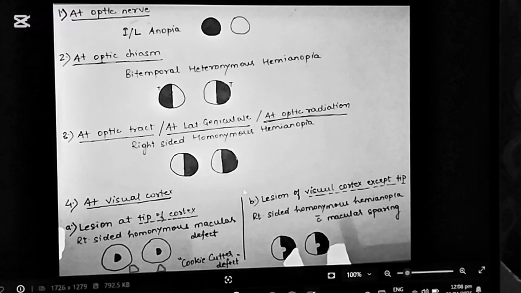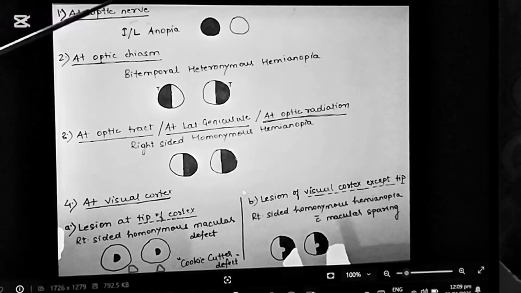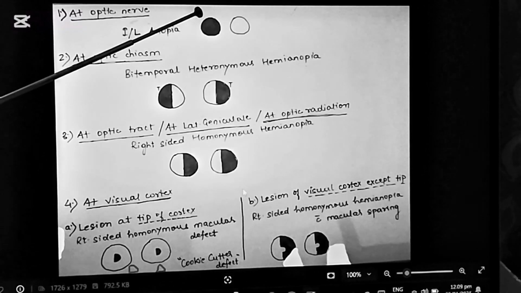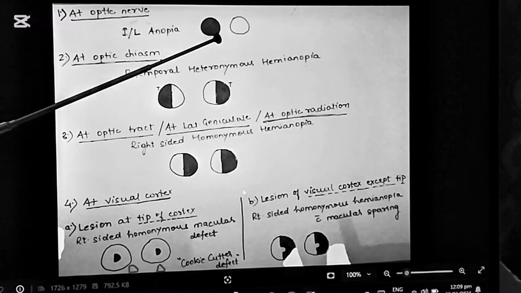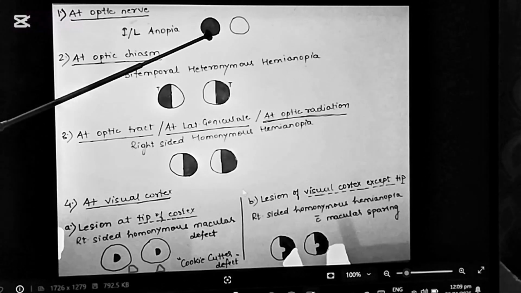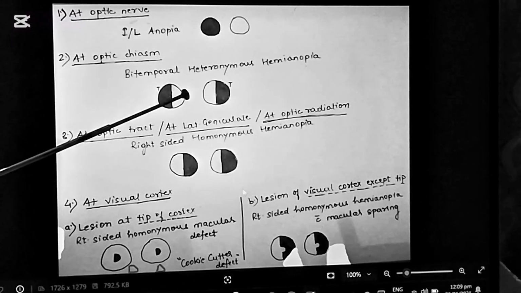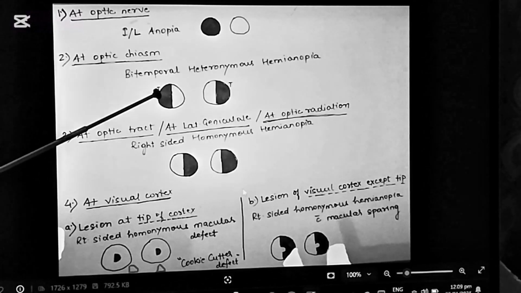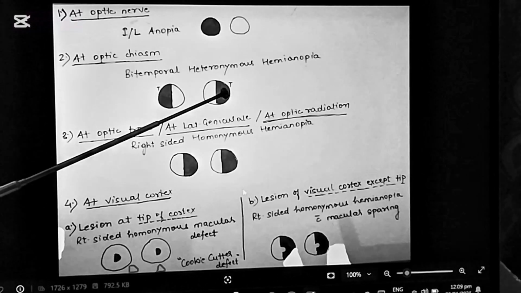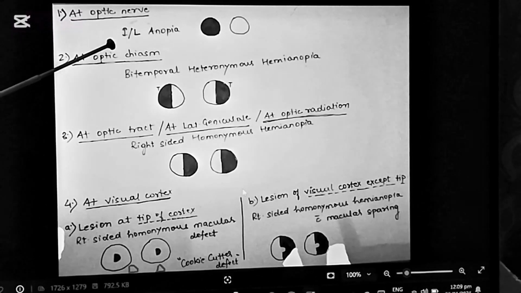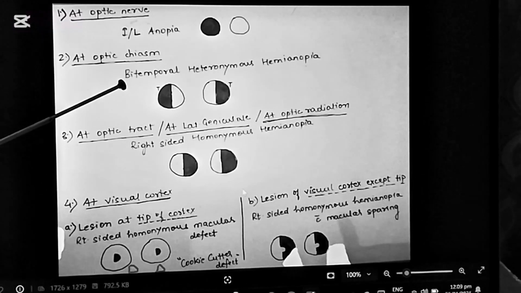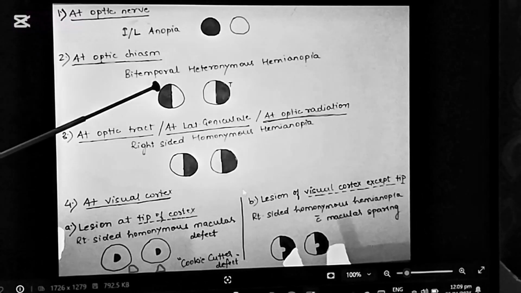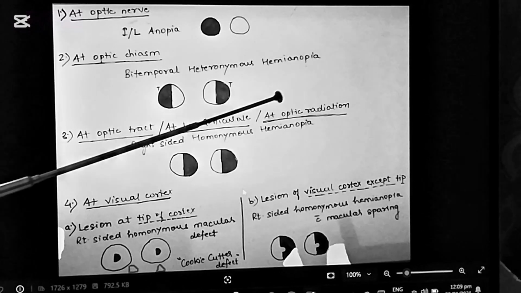This picture also shows you that if the lesion is at the left optic nerve, you get complete anopia in the left eye. If there is a lesion at the level of the optic chiasma, what do you get? You get the bitemporal heteronymous hemianopia. It was the level where the nasal fibers were decussating, that is why we get the bitemporal heteronymous hemianopia.